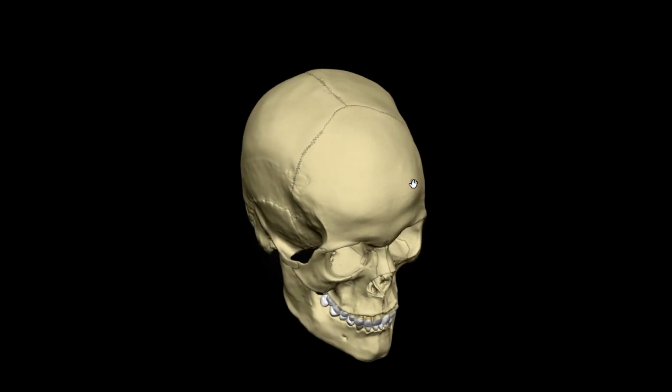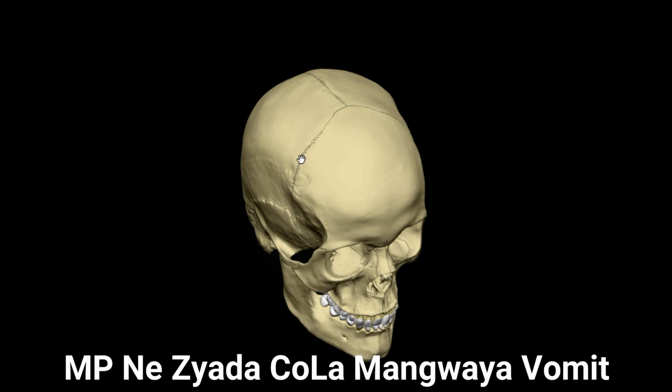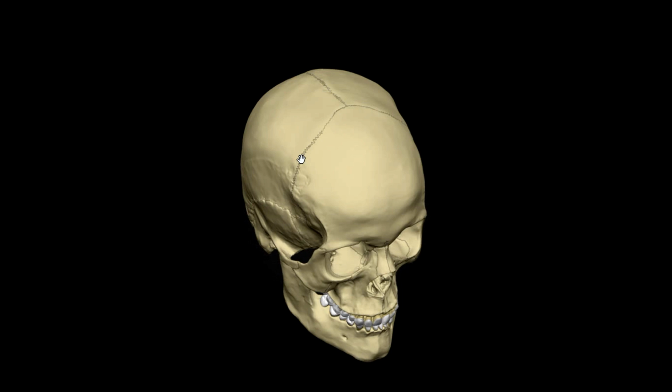So we also have another funny mnemonic related to this. "MP ne zyada kola mangwai vomit." So this is a Hindi mnemonic. MP, member of parliament, who has ordered a huge amount of cola and then he vomited by drinking that much cola. This can be the mnemonic.